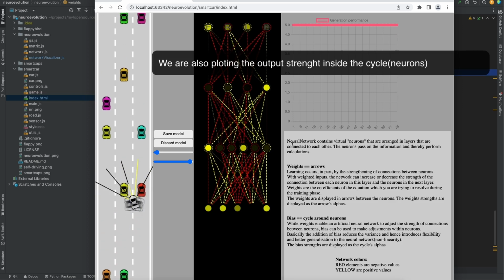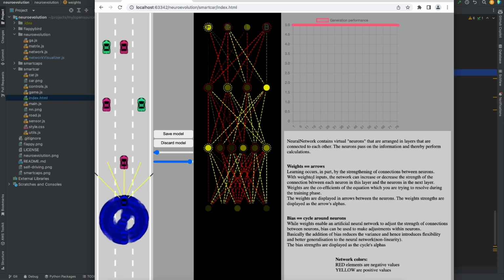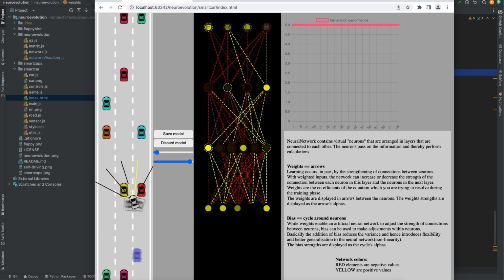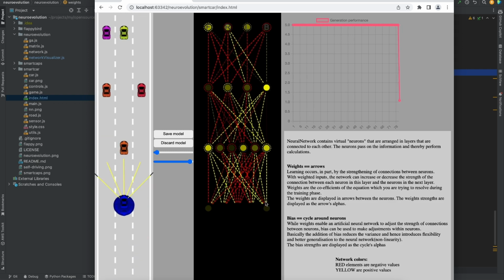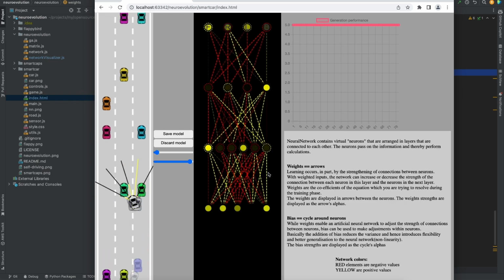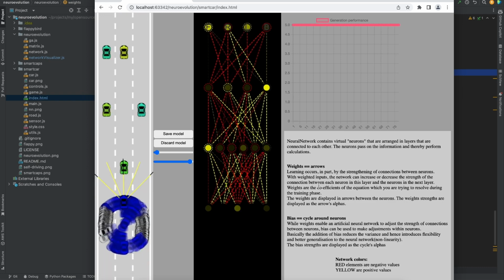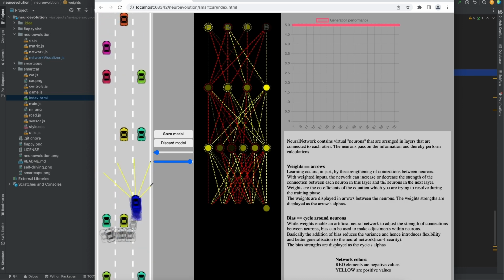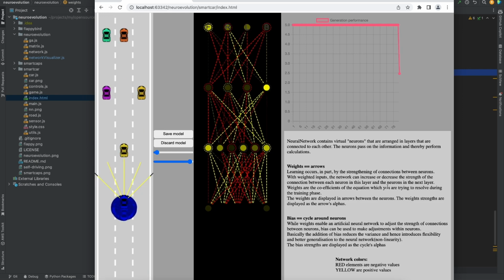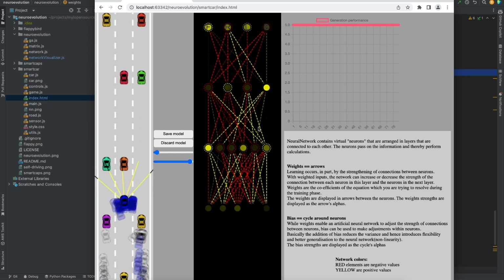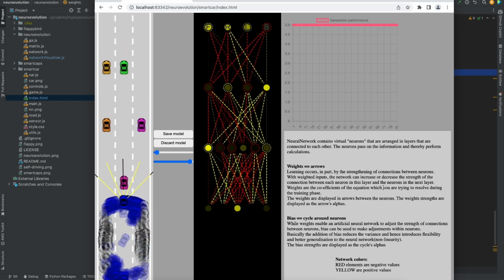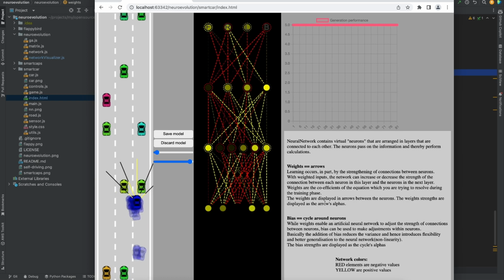And let's understand a little bit what a weight is, right? Learning occurs in part by the strengthening of connections between neurons. So the weights here represent the strength of the connections between neurons, right? This is how the weights are represented. With weights, the network can increase or decrease the strength of the connection between each neuron in this layer and the neurons in the next layer. So basically we are talking about this connection. Weights are the coefficients of the equation which you are trying to solve during the training phase.